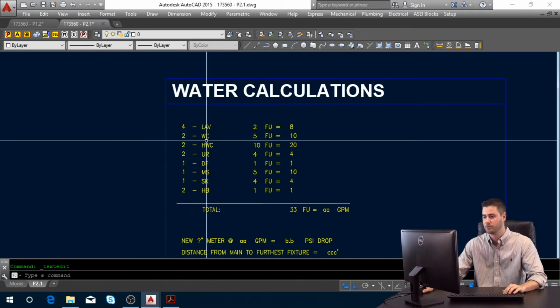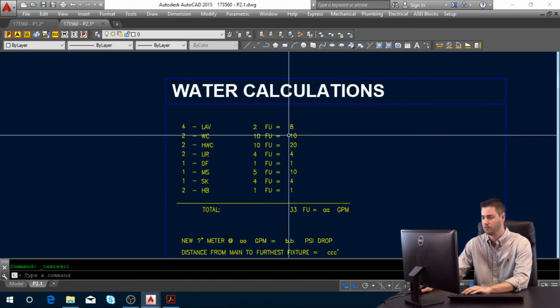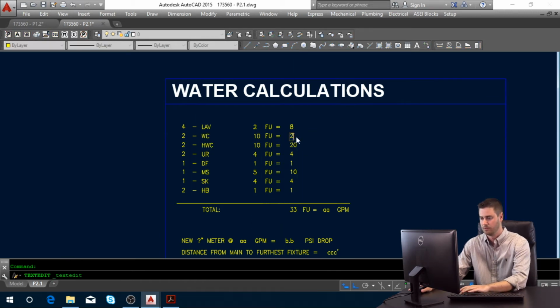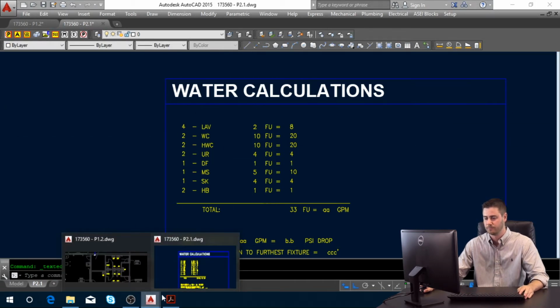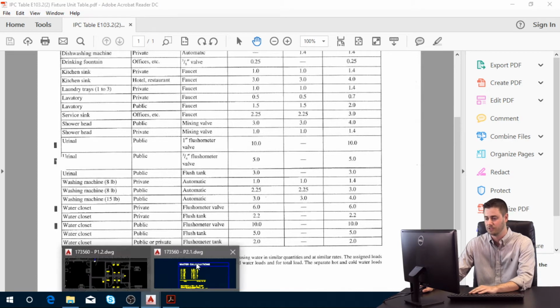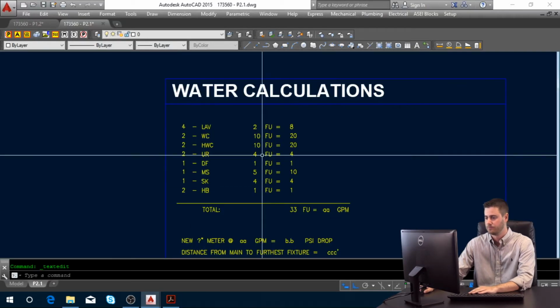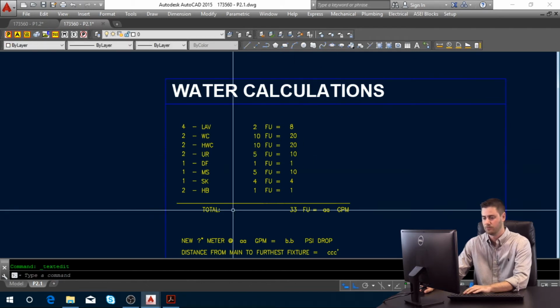Same for the handicap water closets and regular water closets. 10, since we have 2 of them, we go to 20 for your total. Next, you look at your urinals. Urinal, public 3/4 inch valve, always use the 3/4 inch valve for urinals, and we have 5 fixture units here. So we have 5 for a total of 10.